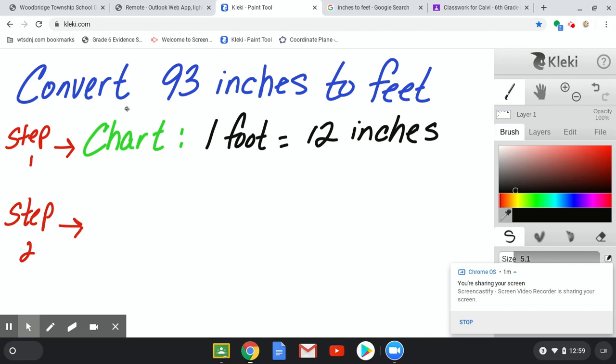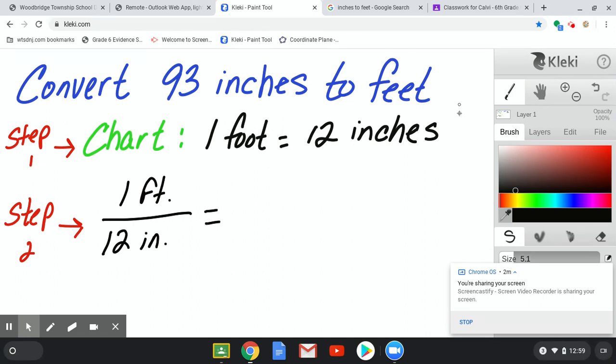Now my step 2 is to come up with a proportion, starting with the information from the chart. So I'm starting with this information here. The 1 foot is equal to 12 inches. So I'm actually going to write 1 foot is to 12 inches. Okay, I'm setting up my proportion. So if you remember proportions, our numerators have to be talking about the same unit, and then our denominators have to be talking about the same unit.